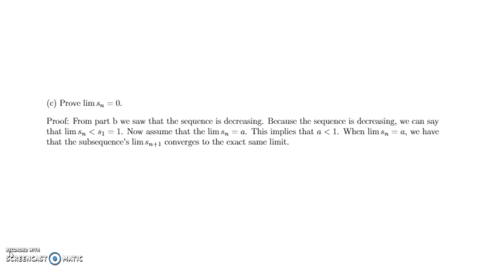Part C says prove that the limit of s sub n equals 0. So from part B, we saw that the sequence was decreasing. Because the sequence is decreasing, we can say that the limit of s sub n is less than s sub 1, which equals 1. Now we will assume that the limit of s sub n equals a. This implies that a is less than 1. When the limit of s sub n equals a, we have that the subsequence's limit s sub n plus 1 converges to the exact same limit.